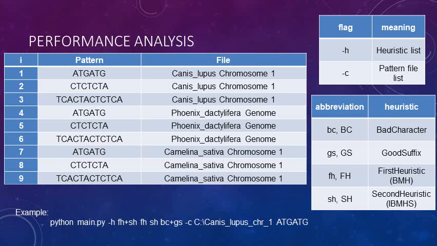So the example goes: python main.py -h, then we list all the heuristics we want to use. So this FH plus SH means first heuristic plus second heuristic, so it's a composite heuristic, and then we use first heuristic, second heuristic, bad character plus good suffix heuristics, and after that we have the -c flag, and then we tell it which file we want to use and which pattern we want to find. It is possible to state more than one file and one pattern here, so it is a list.